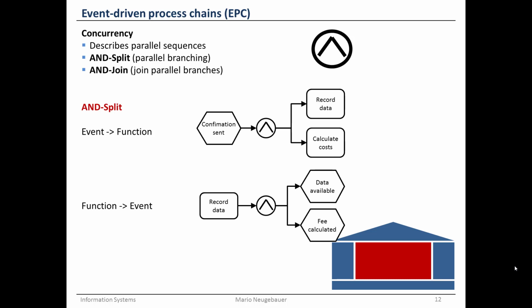Now our first construct for generating concurrency is this AND split. The AND split, as you can see here on the upper right corner, contains a logical AND. These are the two lines open on the bottom. And this logical AND is surrounded by a circle, such that we, in our EPC method, have this special construct available for the AND split.